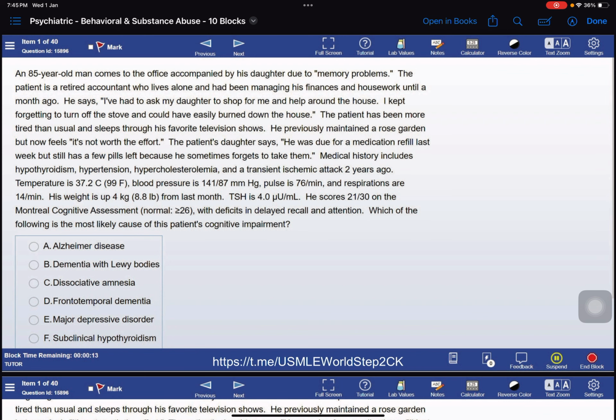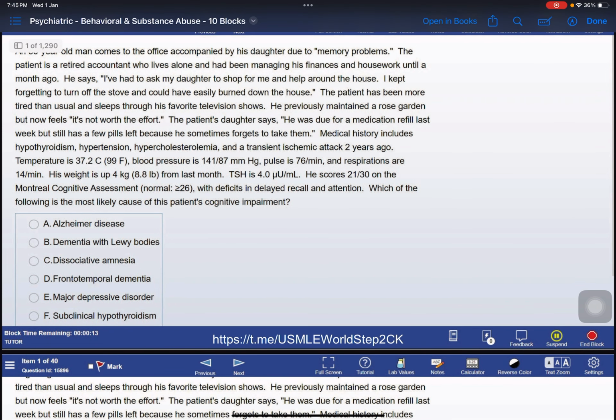Temperature is 99, blood pressure is 141/87, pulse is 76, respiratory rate 14. Weight is up 4 kgs from last month, and TSH is 4. His score is 21 on MoCA. MoCA score is 21. It has reduced with deficit in delayed recall and attention. What does it seem to you?